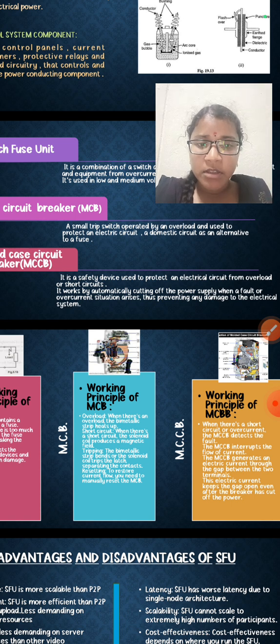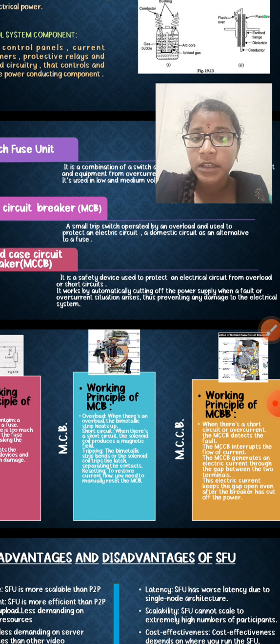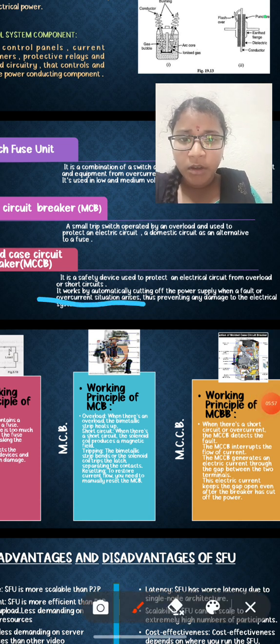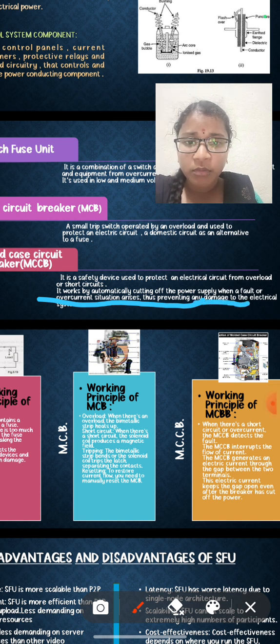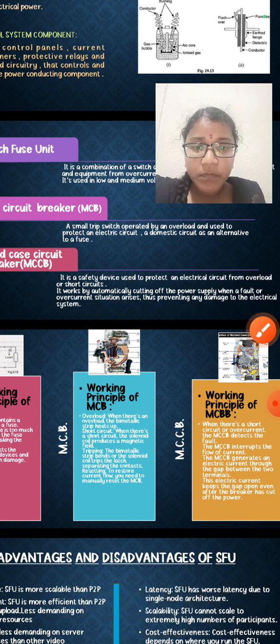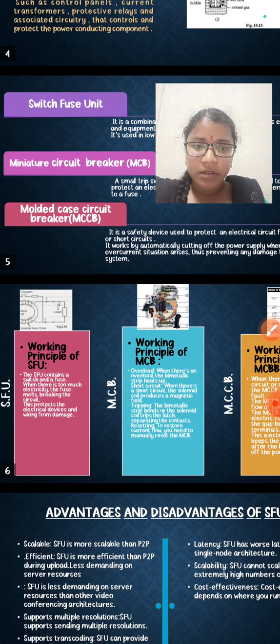In modern days, nowadays they are using MCCB. Why? Because it automatically cuts off. Look here, it works by automatically cutting off the power supply when a fault or overload situation arises, thus damage to the electrical system can be minimized.